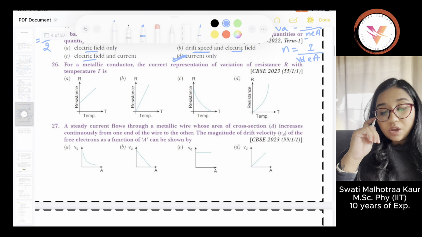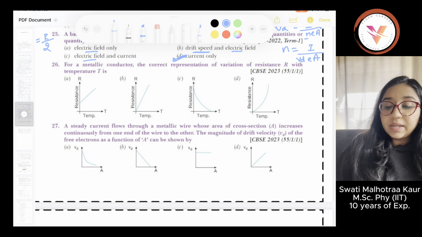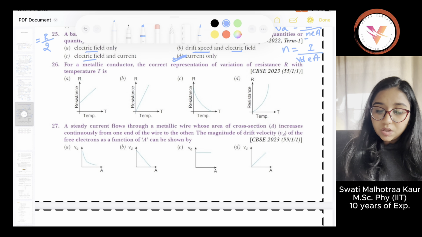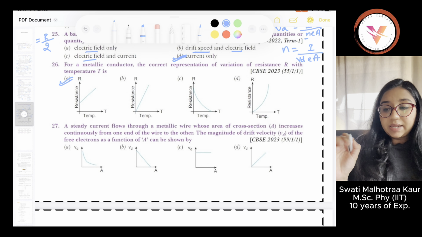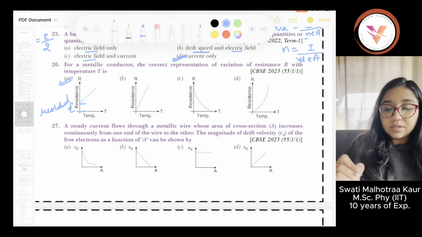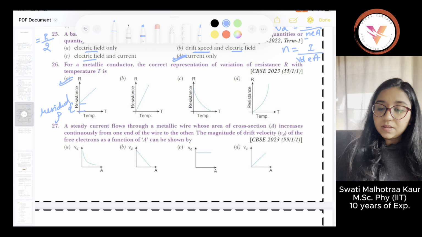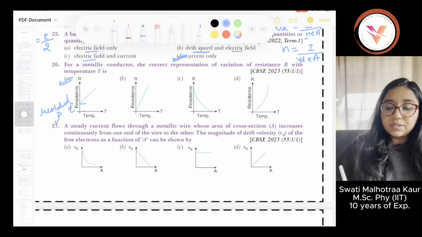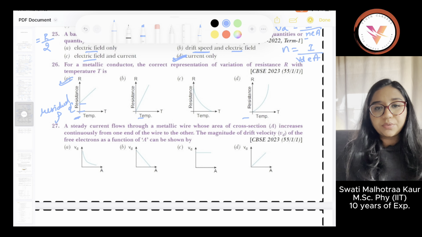Okay. For a metallic conductor, the correct representation of variation of resistance R with temperature T is, it increases with temperature. So this is the correct representation, which in this particular part gives you residual resistivity. Okay. This will increase, this increase, but this is the accurate one.